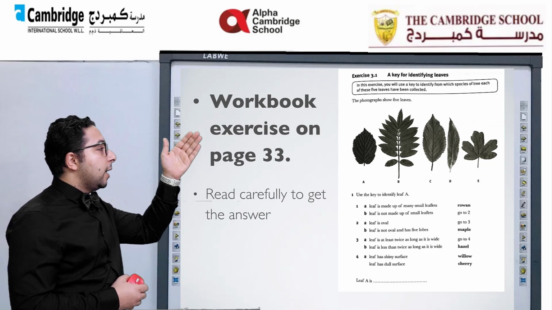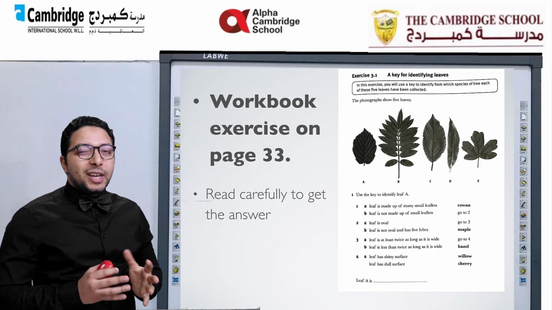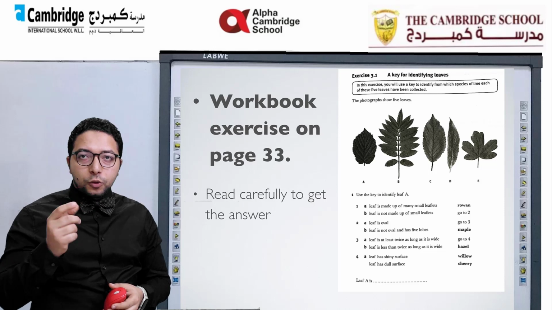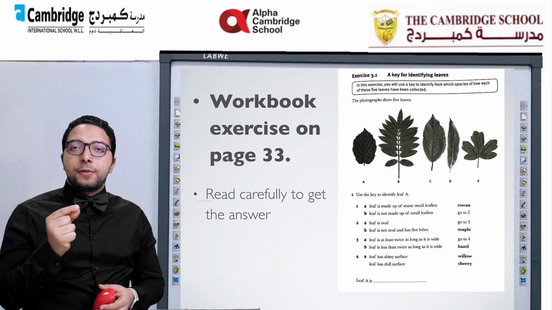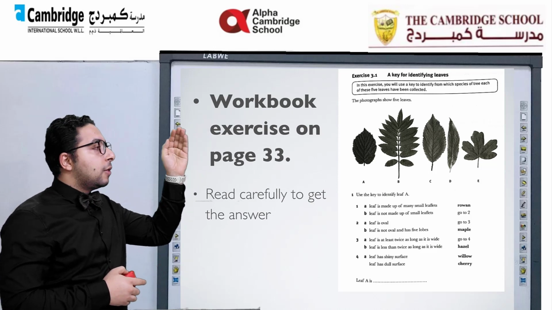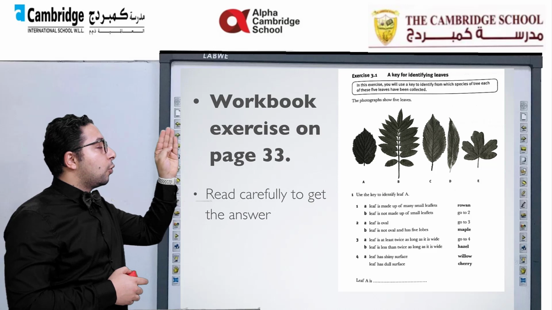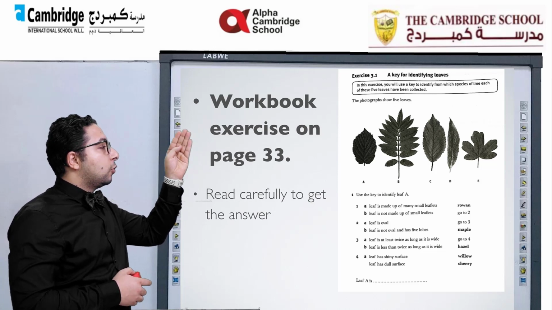First, question 1A: leaf is made up of many small leaflets. We don't have small leaflets. Sorry, a leaflet is a smaller version of a leaf. As you can see, it's only one leaf with no leaflets. Then we should go for 1B: leaf is not made up of small leaflets. So go to 2.